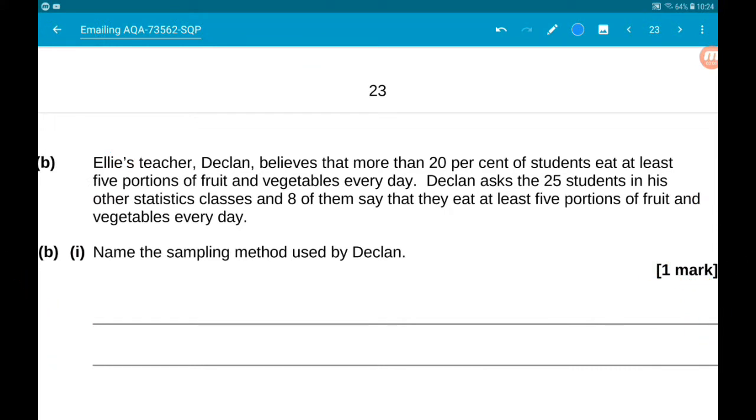Okay, then for part B. Ellie's teacher, Declan, believes that more than 20% of students eat at least 5 portions each day. He asks the 25 students in his other classes, and 8 of them say they eat at least 5 portions each day. Part 1 asks us to name the sampling method used by Declan. So, this whole thing is about students. Declan had access to more students, so they fit the criteria of what this whole thing is about. This type of sampling is called opportunity sampling. Cool.